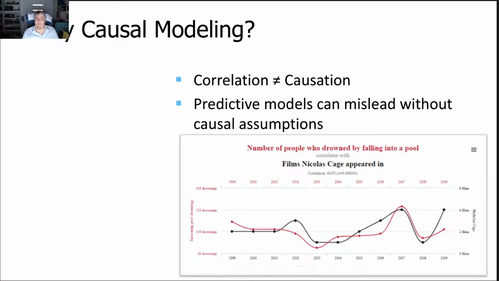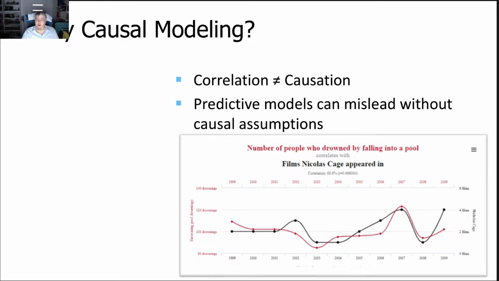Let's suppose there is a classic example. There's a website called Spurious Correlations, and you can observe certain things that can strongly correlate with one another. For example, we have the number of people who drowned by falling into a pool, and the number of films that Nicolas Cage appeared in a given year. As we can see, those values are highly correlated. The correlation is over 66%, so this is significant.